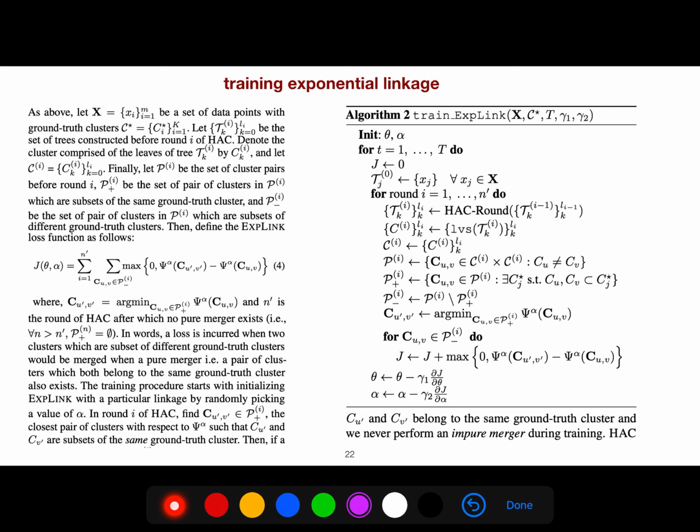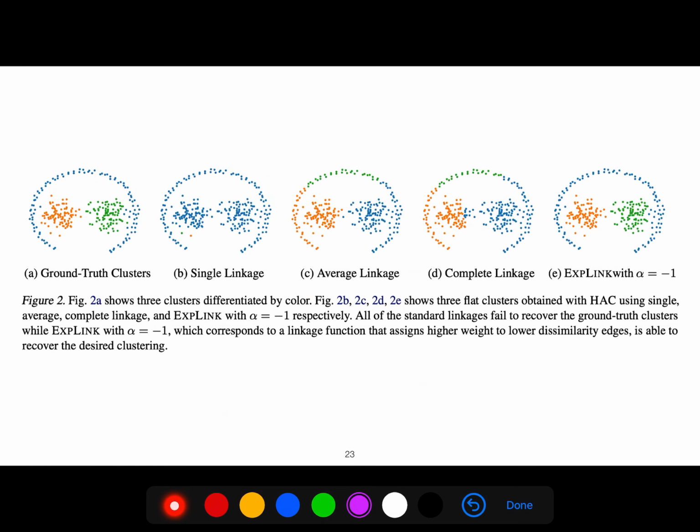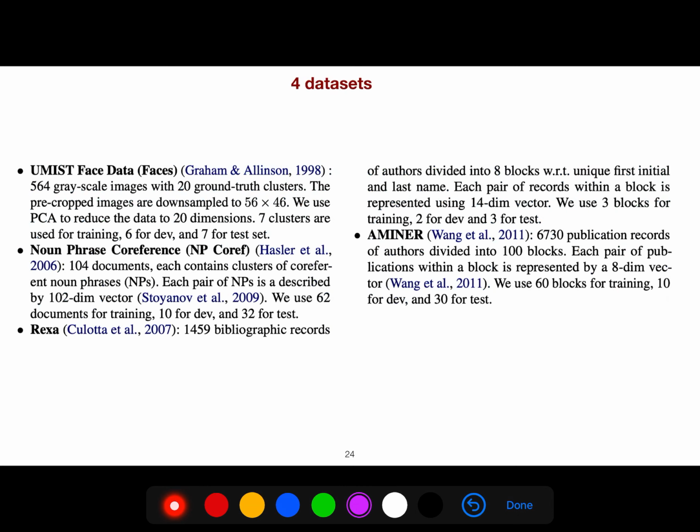And this is the training exponential linkage problem, where now we have this measure psi, and we use this loss function. And now you see that with exponential linkage we have a better clustering in comparison to single linkage, where everything is not fair. We use four data sets for this supervised hierarchical clustering. The ones that I care about are NP coreference and Rexa. Aminer has the publication records of authors. We have 100 blocks. Each pair of publications is represented by an 8-dimensional vector. And that's it.